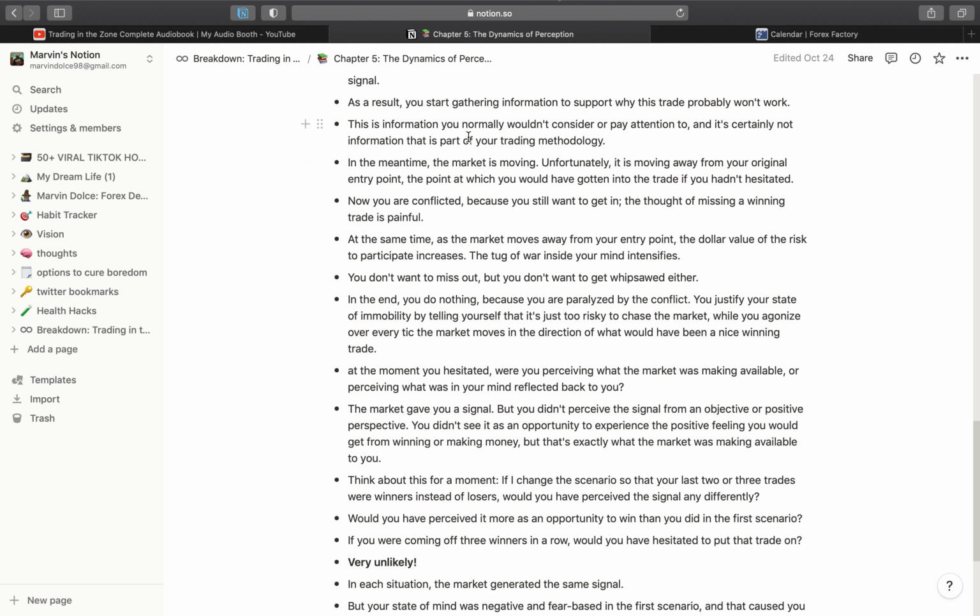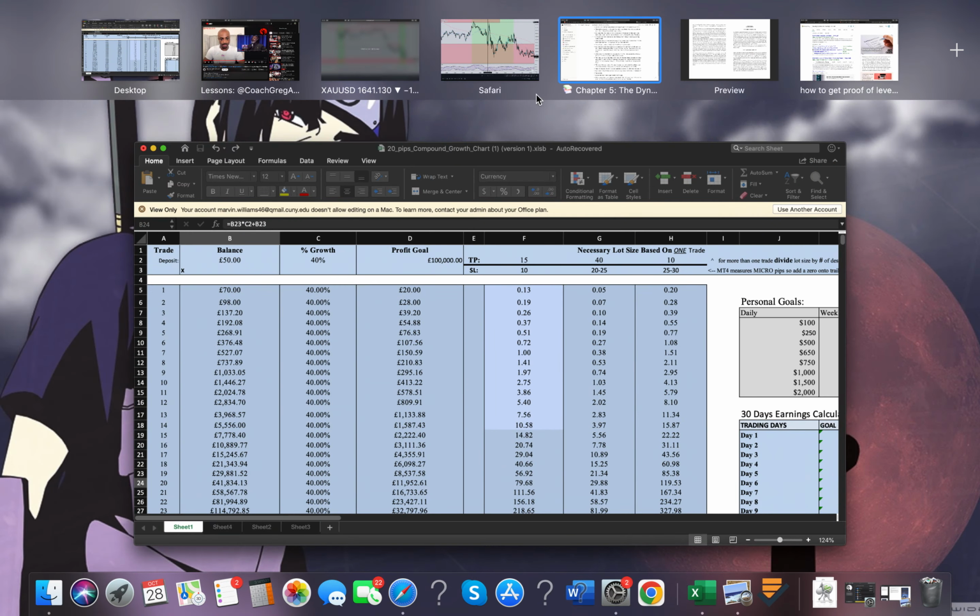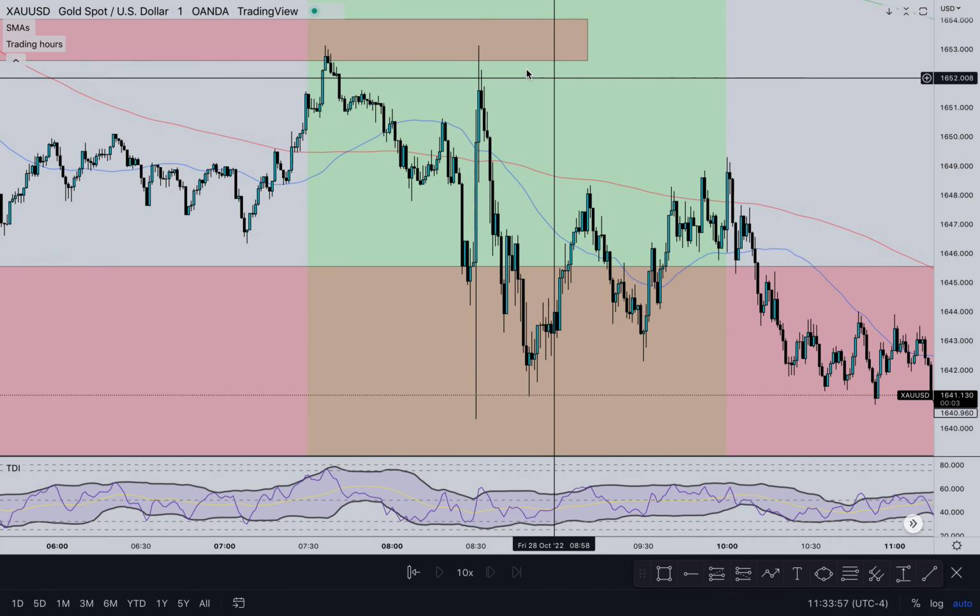This is information you normally wouldn't consider or pay attention to, and it's certainly not information that is part of your trading methodology. In the meantime, the market is moving. Unfortunately, it is moving away from your original entry point, the point at which you would have gone into the trade if you hadn't hesitated. Now you are conflicted because you still want to get in. That's usually what happens. People be hesitant, and then the trade starts moving, and you're like, nah, I gotta get in. It's like, bro, this is moving without you, gang.